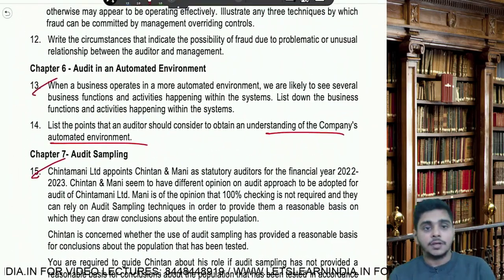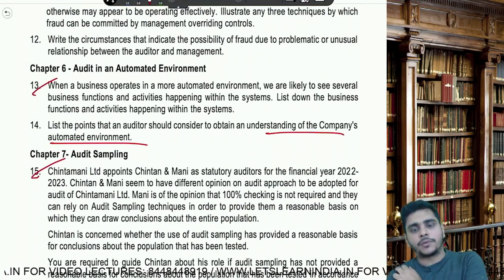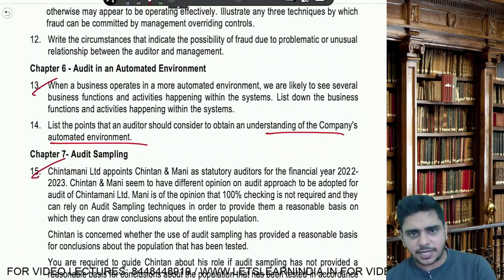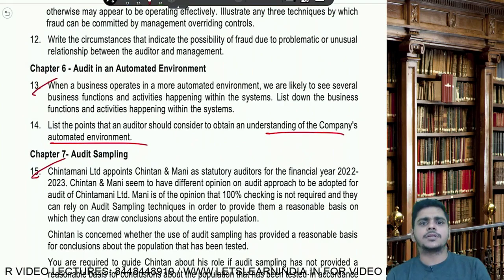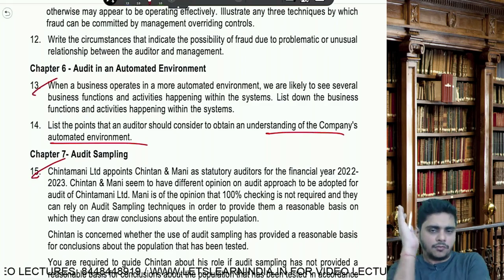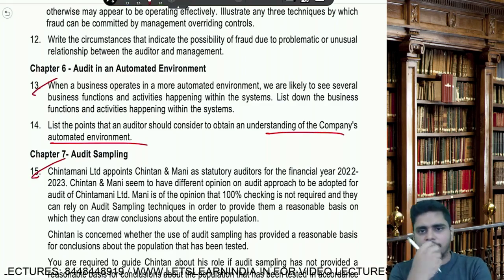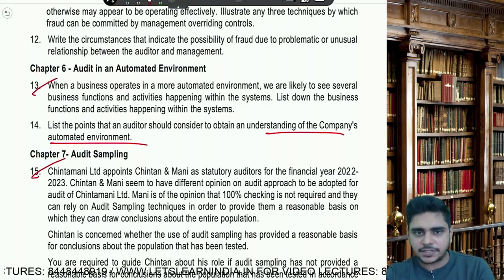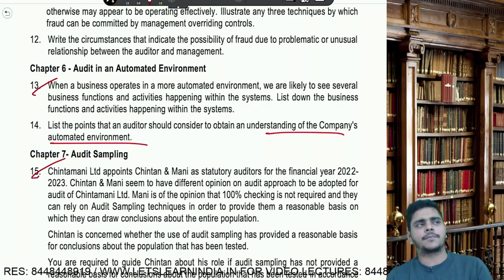Now 13th. When a business operates in a more automated environment, we are likely to see several business functions and activities happening within the system. List down the business functions and activities happening within the system. Tough question.